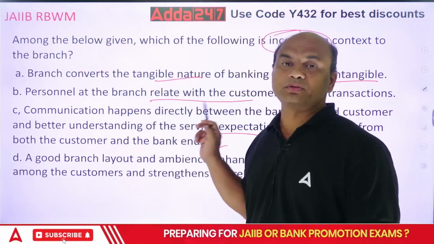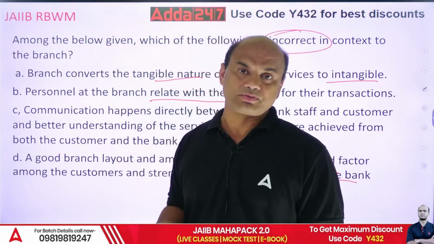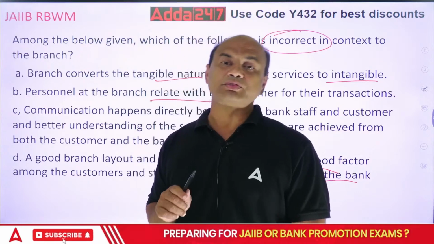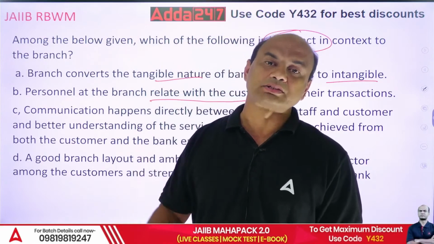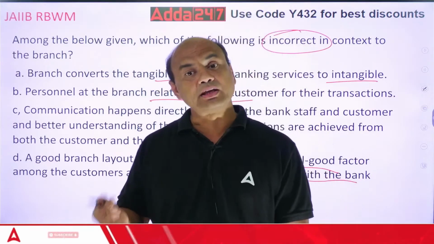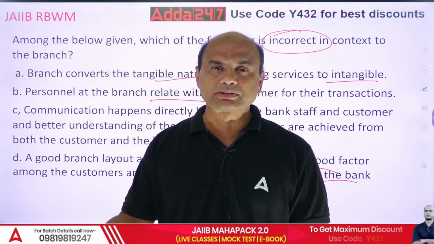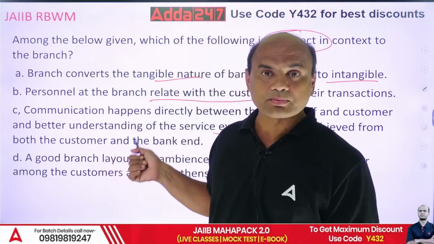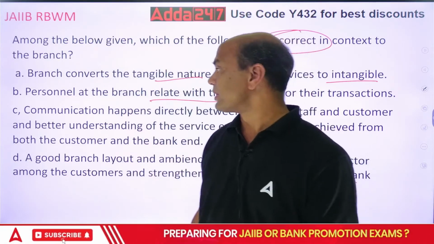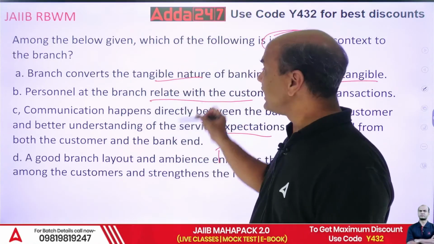Communication means the more the communication between the branch staff and the customer, the better it is for the bank. Customers will always feel better when you communicate with them on a personal basis. Nowadays, with the advent of AI and blockchain technology, people are losing the personal touch, and people want personal touch. So the more the branch staff interacts with the customers, the better it is for the bank. So C is true and B is also true. Relate, empathy. So A is wrong.